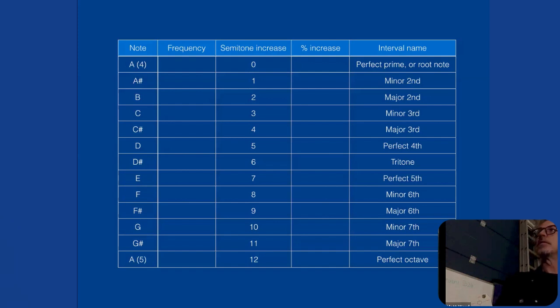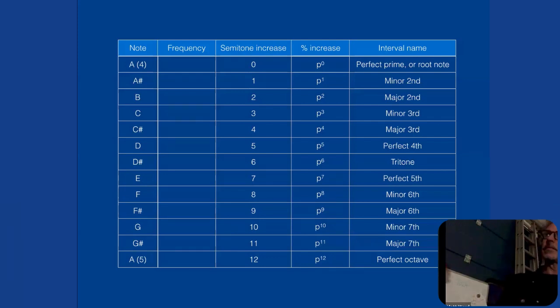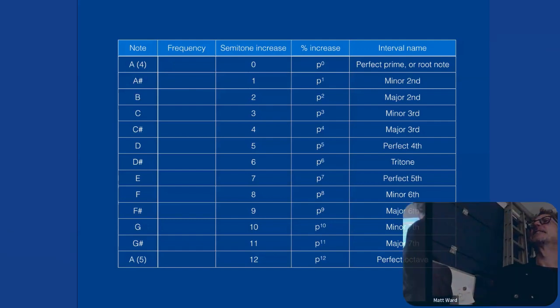So let's just do a calculation. You see here the percentage increase. The unknown number that I've created here is P. So we're going to work out the value of P. This is going to be a bit of a maths lesson. I can't remember, honestly.